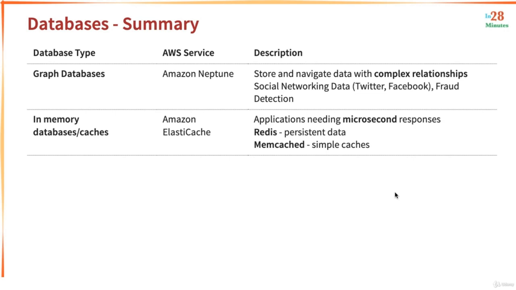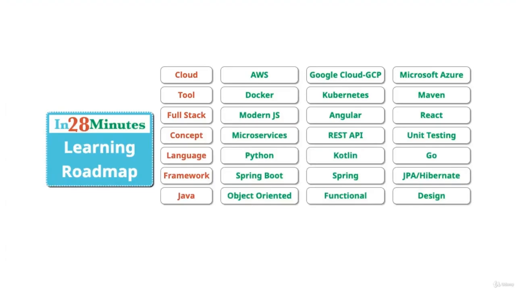If you have a very, very simple caching requirement, then Memcached is recommended. However, if you want an in-memory database, that is, in-memory persistent data, then the recommended solution is ElastiCache with Redis. I'm sure you are excited to look into these databases in depth. I'll see you in the next step.